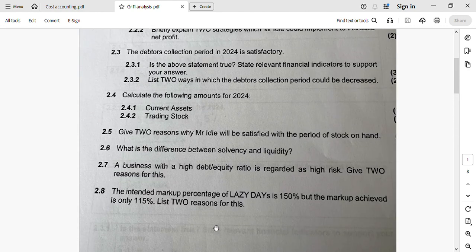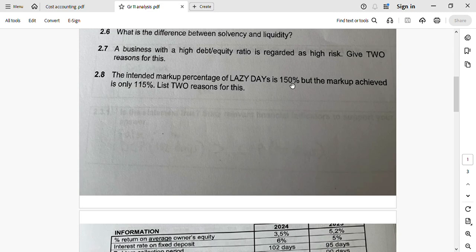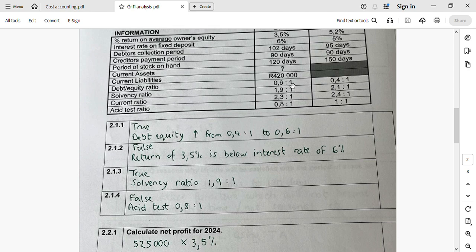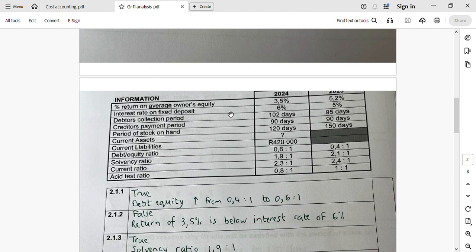Okay, then the next thing you're asked to do is to calculate net profit, and they give you average owner's equity of 525,000. So if average owner's equity is 525,000, you're going to take it times 3.5% to get to your net profit figure of 18,375. So you used this return on average owner's equity percentage to calculate that.